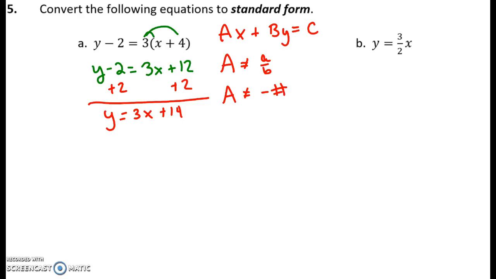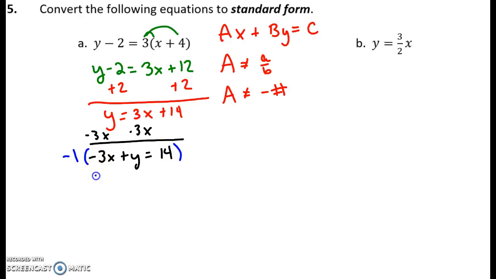Now we have to ask the question, are x and y on the same side of the equation like in standard form? The answer is no, so I would subtract 3x to get x and y on the same side. So I have negative 3x plus y equals 14. Now if you remember from what we said earlier, a cannot be a negative number. This is our a value. It is negative. So I'm going to multiply here everything by negative 1.